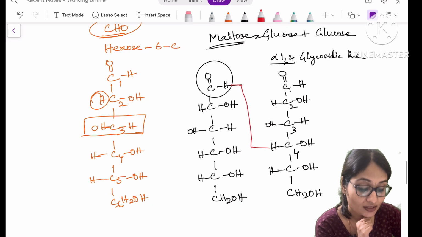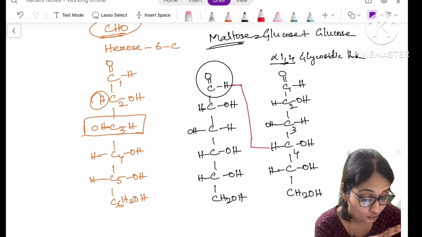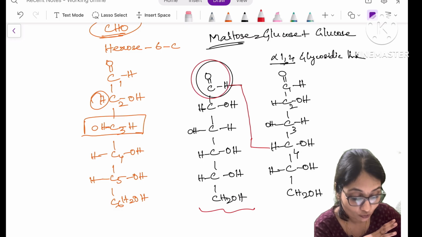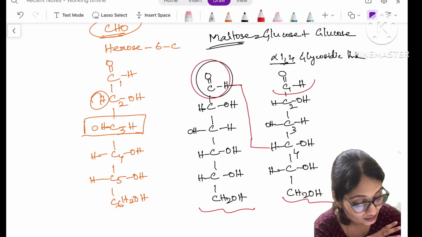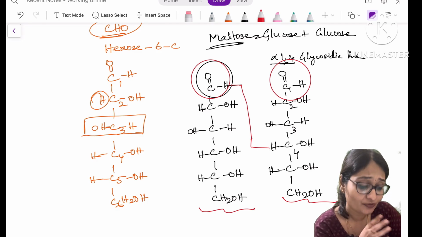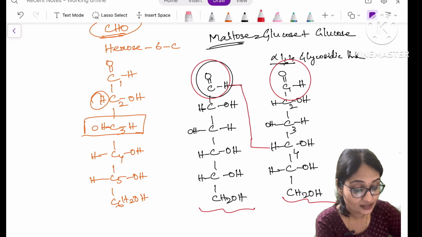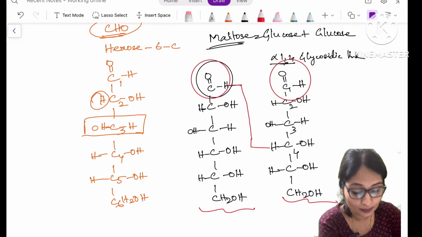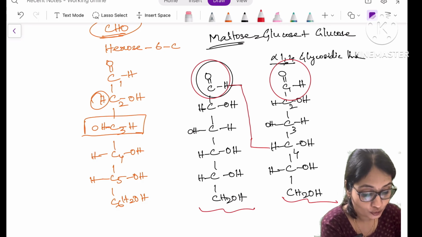Okay, and this is considered a reducing sugar because although in the first glucose moiety the functional group is involved in this glycosidic bond formation, in the second glucose moiety the functional group is free, right? Since it is free, it is considered to be a reducing sugar. If this is also occupied by a bond, then it is considered non-reducing. But since here it is free, it is considered a reducing sugar. So this is about maltose.